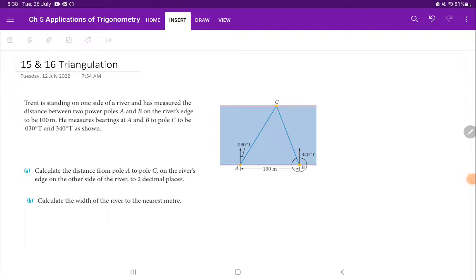Alrighty, today we're going to be having a look at triangulation. And often with triangulation, it's going to be using the sine rule, but on top of that, it's also going to be using some of our angle tricks that we learnt from bearing.